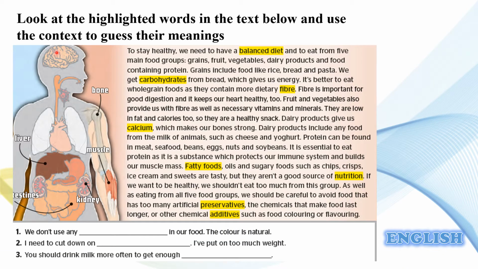Now, my great students, look at the highlighted words in the text below and use the context to guess their meanings. As you see here, we have 8 highlighted words. I want you now to pause the video and think about their meanings.